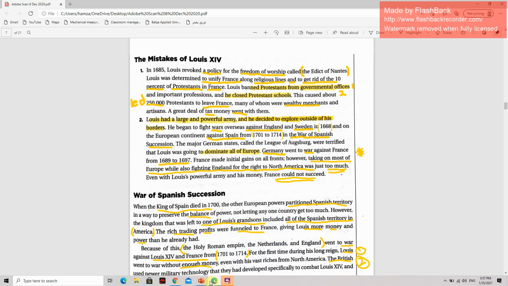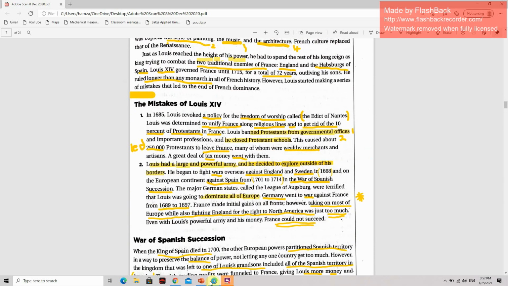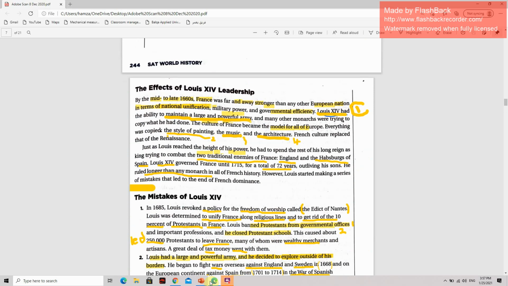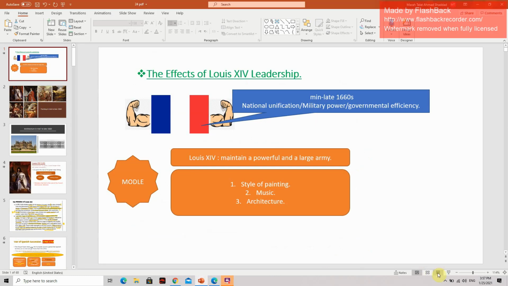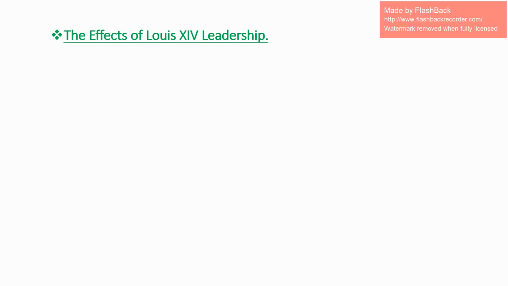We're going to continue now talking about page 245, and we're going to take the title of The Effects of Louis XIV's Leadership and the Mistakes of Louis XIV and the War of Spanish Succession for this class. So now we're going to start talking about what? About the effects of Louis XIV's leadership. So we're going to go here. And as we said, the effects of Louis XIV's leadership.